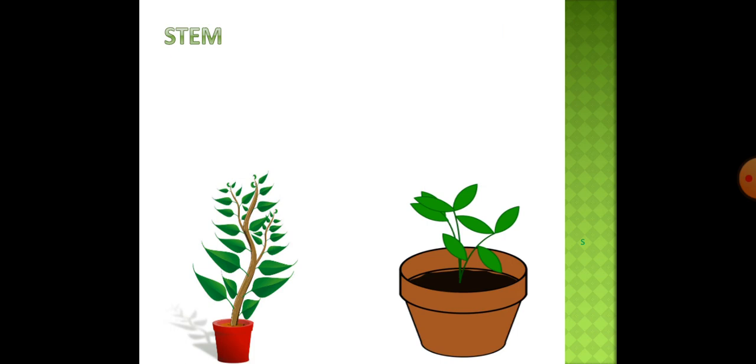Students, what is stem? So stem is the erect aerial part of flowering plants. Aerial means that part which is in air and above the ground, and it is also able to support other parts like leaves, flowers, fruits.